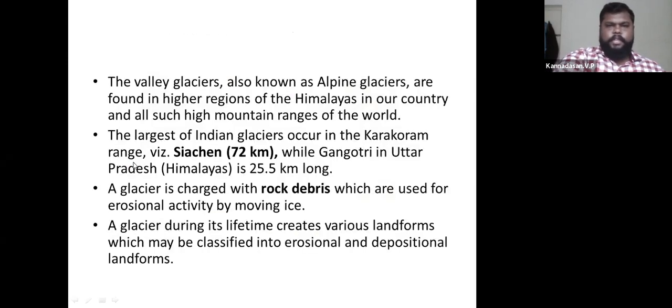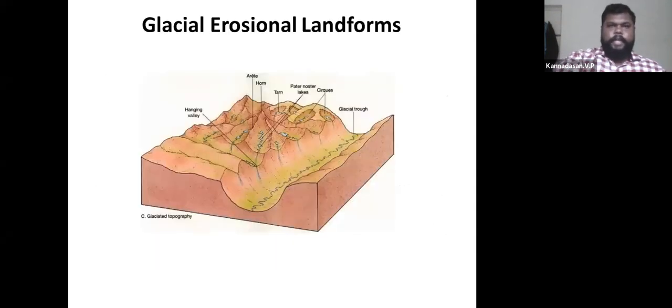First is the erosional landform. Obviously, both sides will be there: erosional landforms on one side and depositional landforms on the other. Some of the important glaciers of India: I hope you already know Gangotri, which is the head of Ganga, and the Siachen Glacier. These are some of the important Indian glaciers. So this is the erosional landform of glaciers. You are seeing something called Hanging Valley.